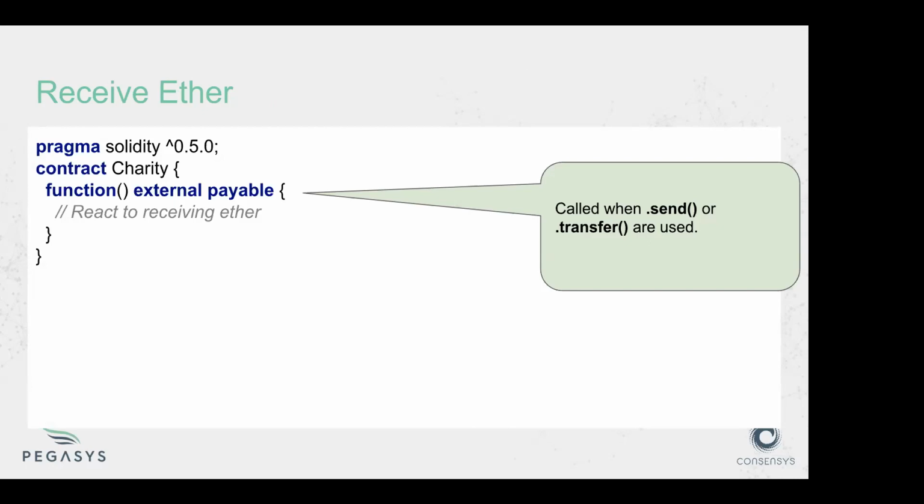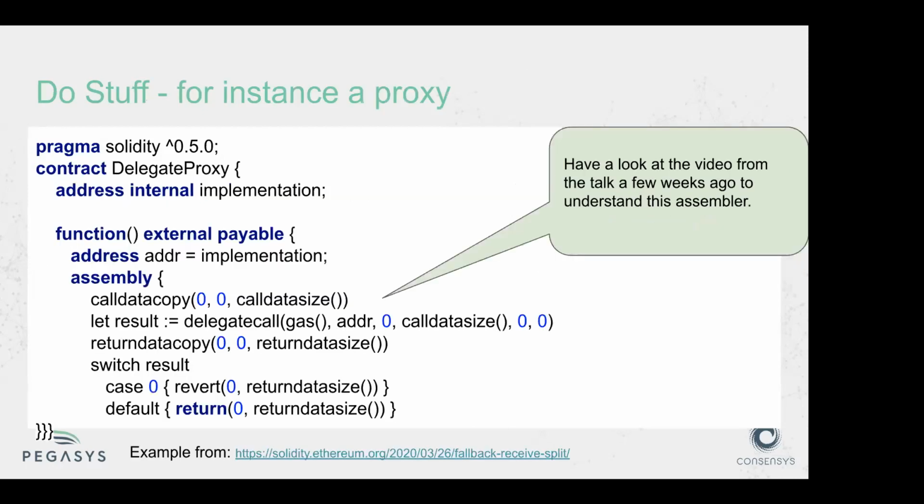Alternatively, you could implement some sort of proxy system where you implement no functions at all except for the fallback function, and then you're using some assembler to call the appropriate contract. And if you're having a look at that assembler and thinking, I'm not sure what is going on there, have a look at 2 or 3 talks ago. We went through a whole heap of the Ethereum EVM assembler, and that'll help you understand this slide better.